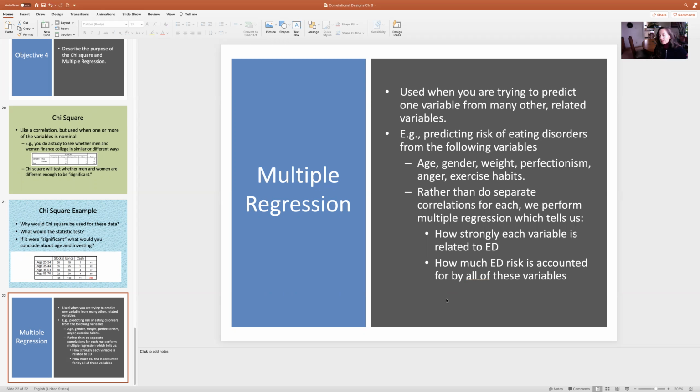It also tells us how much of the risk for eating disorders is accounted for by all of these variables collectively. Are we explaining 70% of the risk for eating disorders, or are we only explaining 20% using all of these variables? Are there a lot of other variables that we didn't measure, or does this encompass all of it? And so the multiple regression is very useful if you have a lot of different variables.